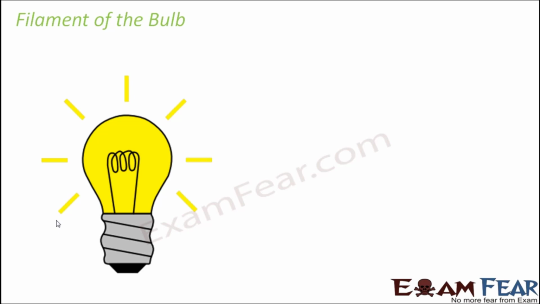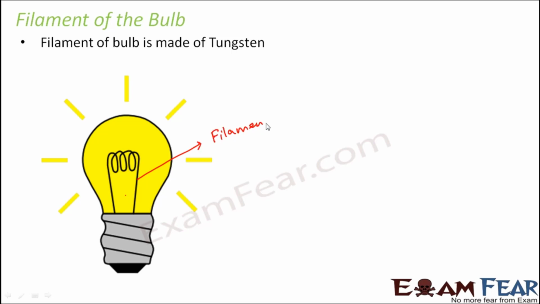So let us try to understand the structure inside the bulb which actually glows, because when the current flows through the circuit, the bulb glows. So which part of the bulb glows, which gives us so much light? It is the filament of the bulb. So where is the filament? This structure which you see inside the bulb, which is made up of a metal, is known as the filament of the bulb. And this filament is made up of a metal called tungsten.